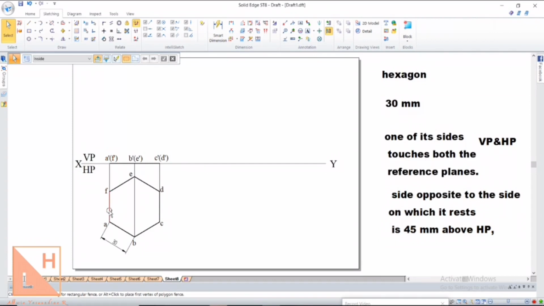So according to this sketch, the left edge is AF. You need to take the side which is opposite to the resting side. So opposite to AF is going to be CD.